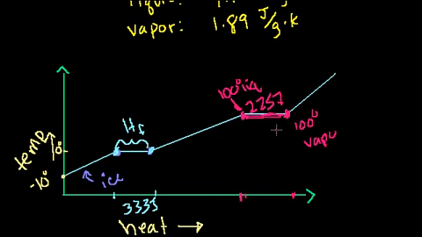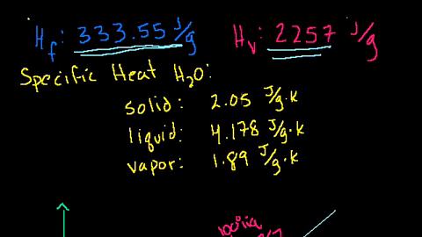If you had 100 degree vapor and you wanted to condense it, you would have to take that much energy out of the system. Okay, fine, you know how much energy is required for the phase changes, but what about these parts right here? How much energy is required to warm up, let's say, a gram of ice by 1 degree Celsius or Kelvin? And for that, we look at the specific heat.